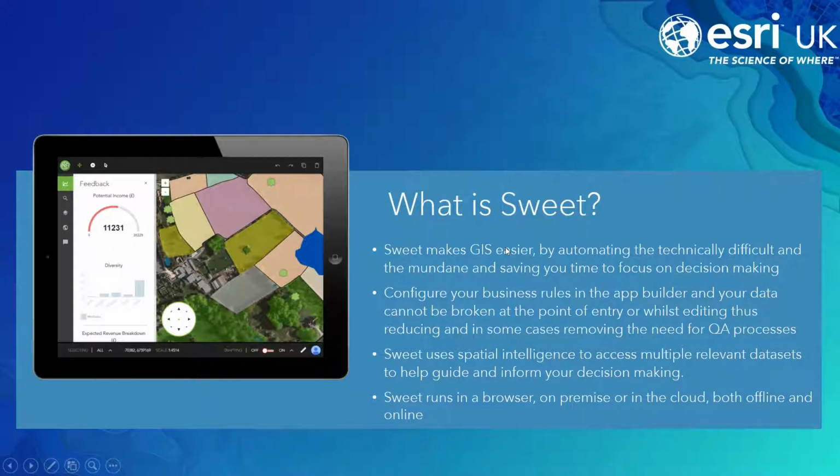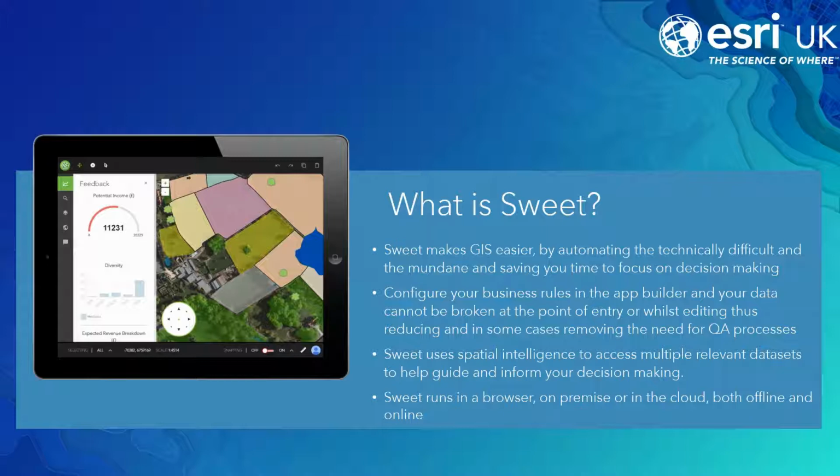So what is Suite? Suite primarily makes GIS easier, so it automates the technically difficult and the mundane, and it allows you to focus on decision making. You can configure your business rules in the app builder, and Suite ensures that your data cannot be broken at the point of entry or whilst editing. This means your data is always ready for reporting and analysis, and it reduces and in some cases removes the need for a QA process.